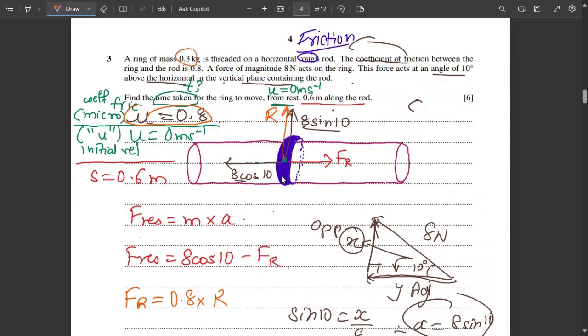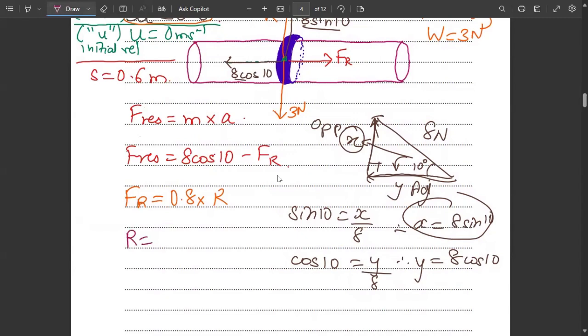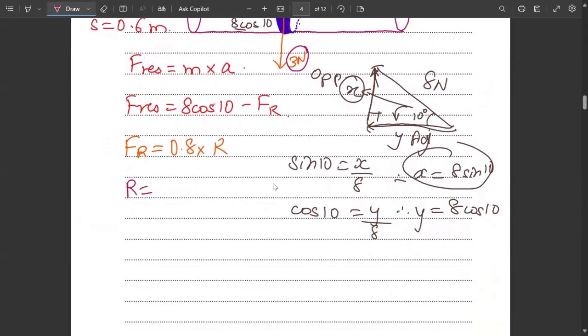As you can see, the ring has a mass of 0.3 kg. So if mass is 0.3 kg, then weight will be 3 Newton. How? Weight equals mg. M is 0.3, g is 10. So weight is 3 Newton. Weight always acts downward, so this force is 3 Newton. So R will be equal to 3 Newton minus 8 sine 10. So Fr will be equal to 0.8 bracket 3 minus 8 sine 10.